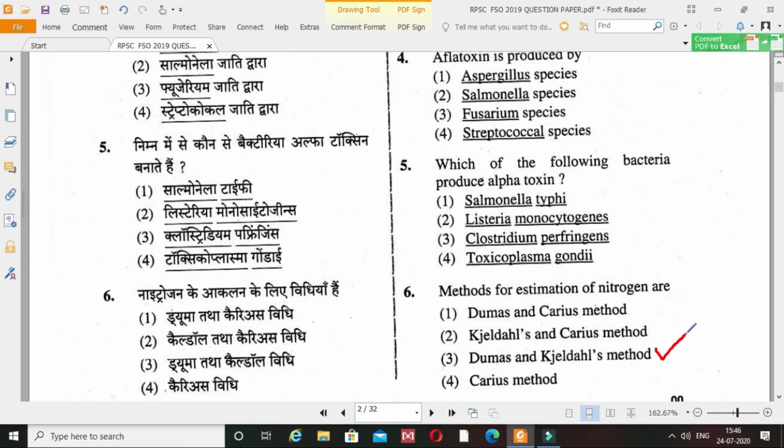Dumas method is a method for the quantitative determination of nitrogen in chemical substances. What is Carrier's method? It is a quantitative determination of halogens in chemical substances. Kjeldahl method is used for the quantitative determination of nitrogen contained in organic substances.